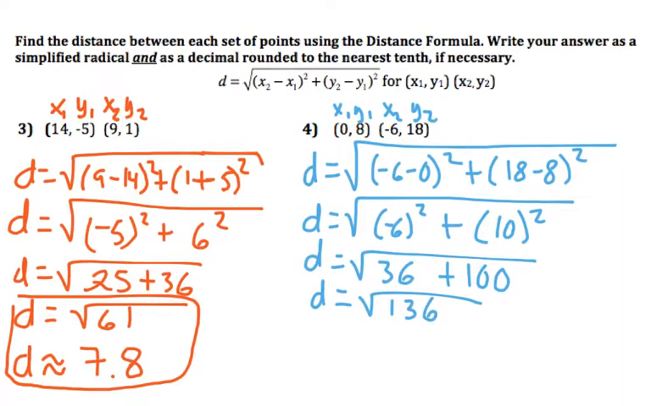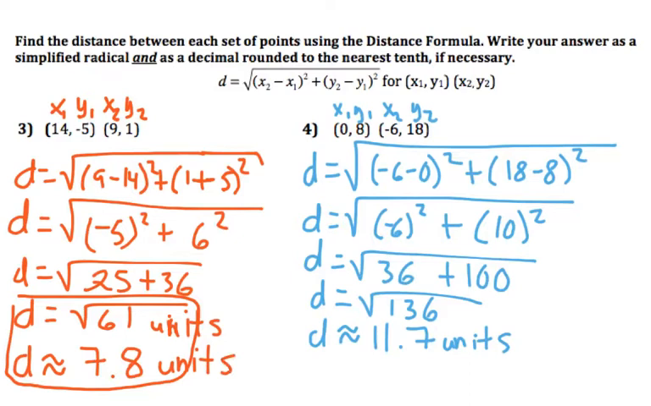So let's first use our calculators and find our approximation if it doesn't come out nicely. We're going to go ahead and type in square root of 136 and hit enter. And we get that D is approximately 11.66, or for us, rounding to the nearest tenth, 11.7 units. Which reminds me, I should put units on the distance that we wrote down for number 3. So units.